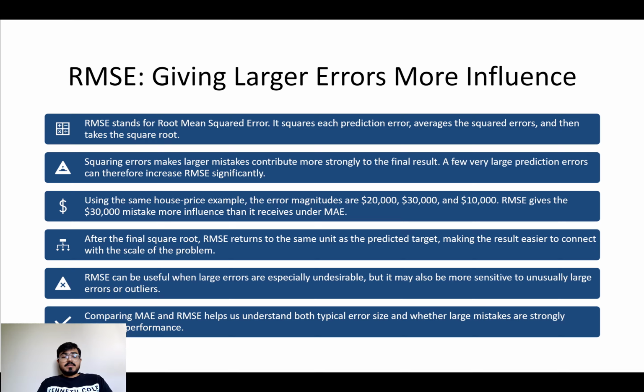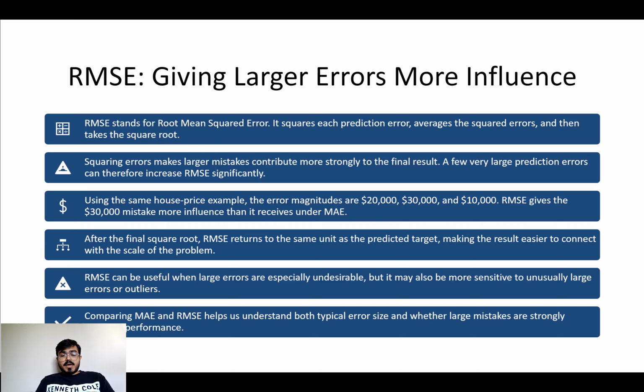So the next regression metric is RMSE, which stands for root mean square error. Like MAE, RMSE also measures the difference between the predicted value and the actual value. Instead of using the absolute value of each error, RMSE squares each error before calculating the average. After finding the average, it takes the square root so that the final result is expressed in the same unit as the original data. You don't need to memorize each mathematical step.